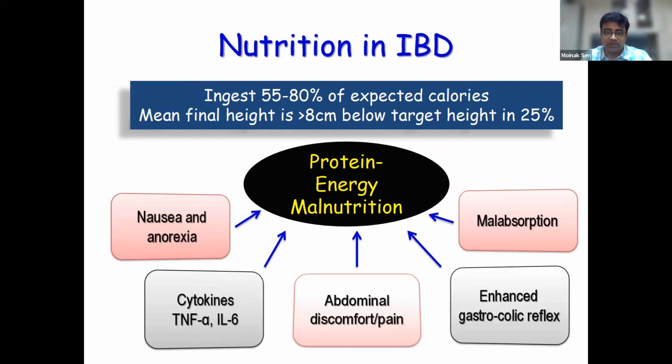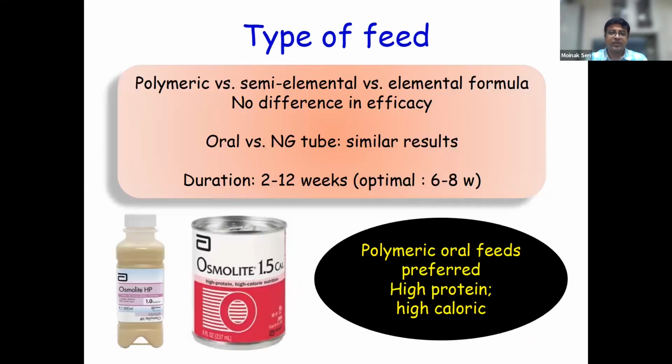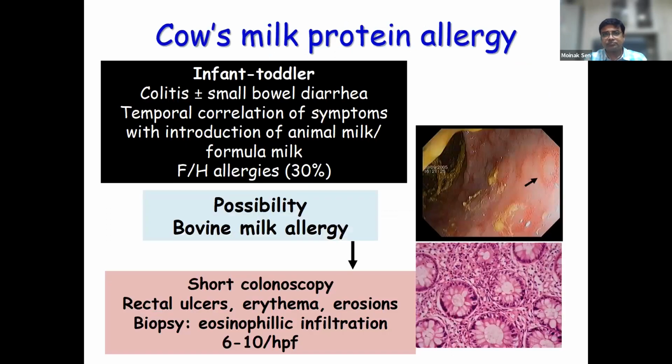And there are multiple reasons for the same. There is a concept of giving exclusive enteral nutrition in Crohn's disease. This is used as a first-line therapy in the West. And here the patient achieves remission in about 6 to 8 weeks. This usually spares the child of steroids. And there are various postulations as to how exclusive enteral nutrition works in Crohn's disease. As for the type of feed recommended, polymeric versus semi-elemental versus elemental formulations, there is no difference in efficacy, and it is usually given for 2 to 12 weeks.